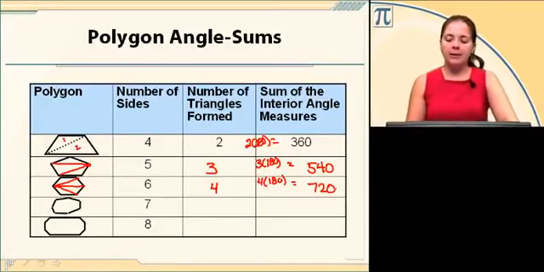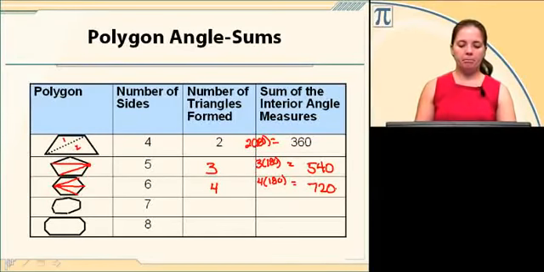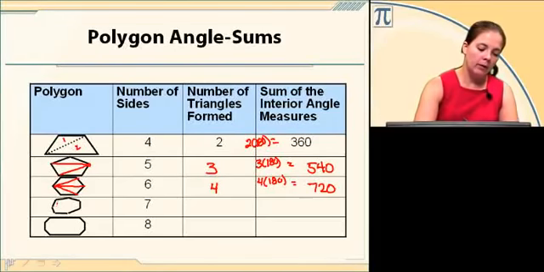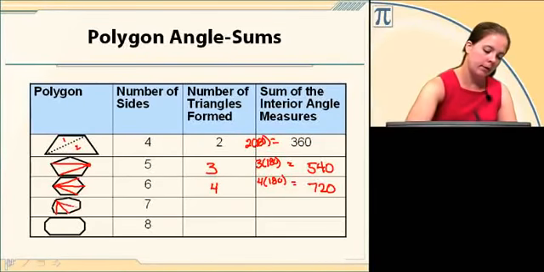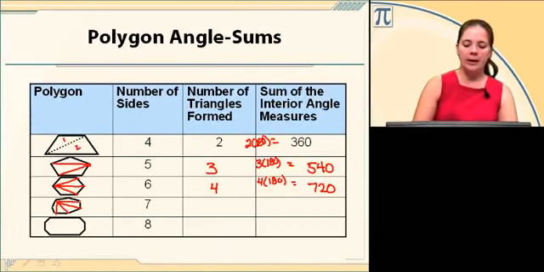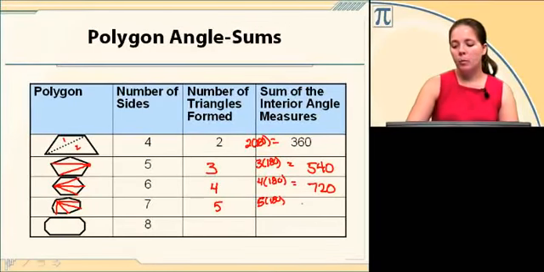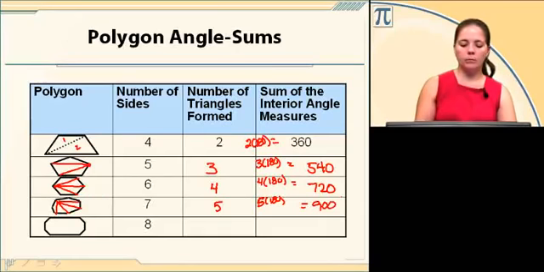Interior angles of a hexagon? 720. All right, we've got a heptagon, 7 sides. Pick one vertex, draw all of the diagonals possible from that one vertex. I get 5. 5 times 180, well, that's 900.